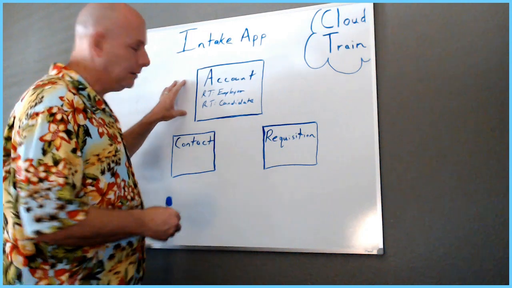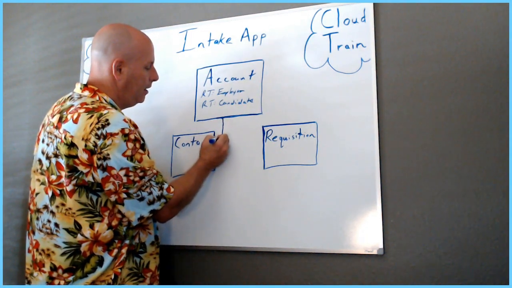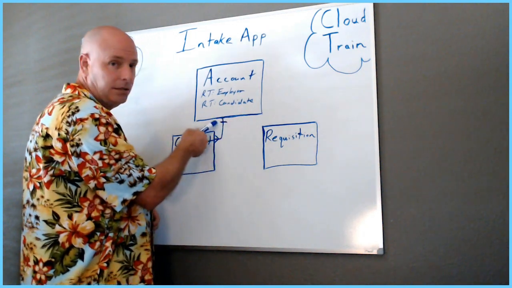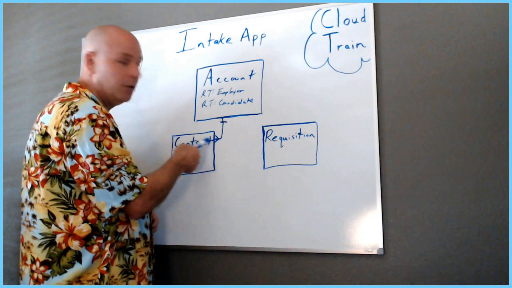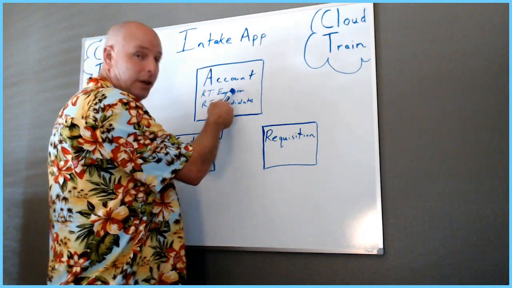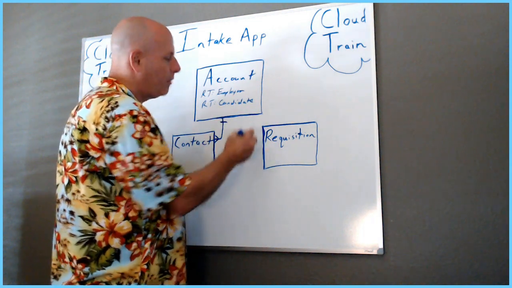Every account will have at least one, if not many, contacts, okay? This symbol means one. This symbol means many, okay? Every employer account can have at least one, if not many, requisitions out.